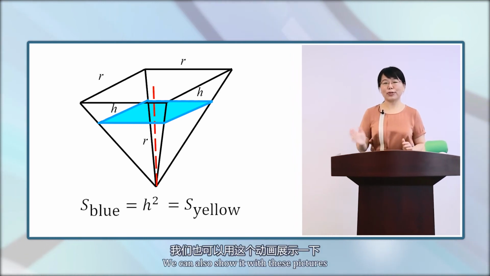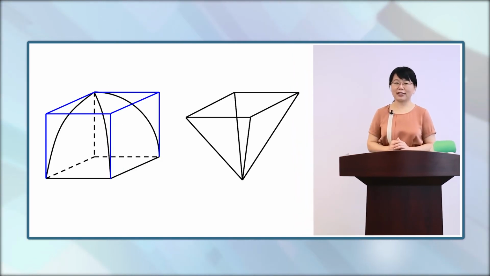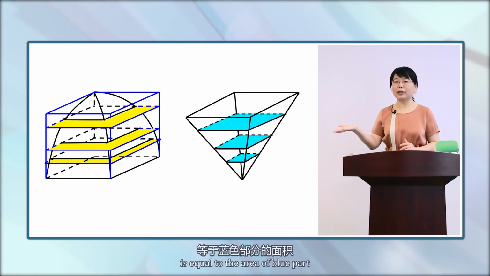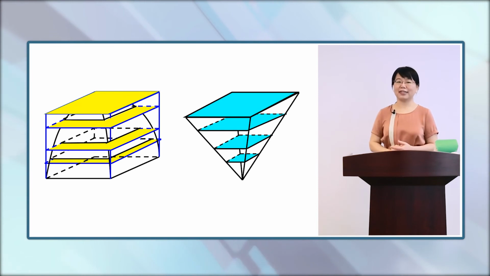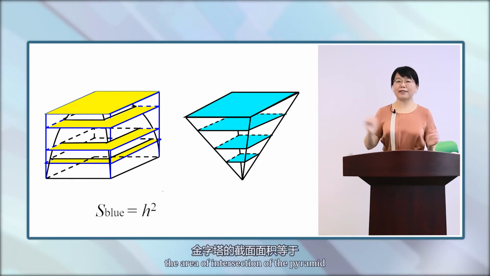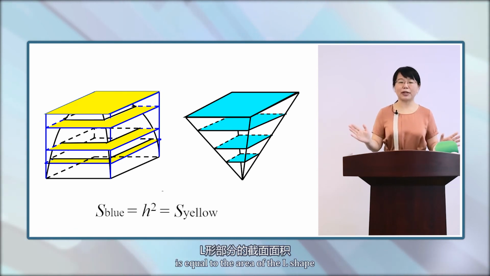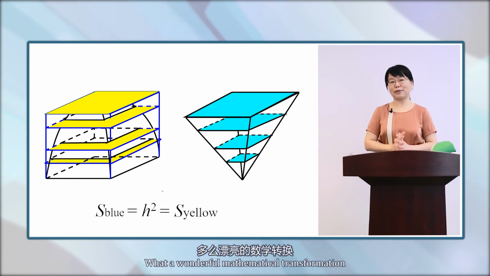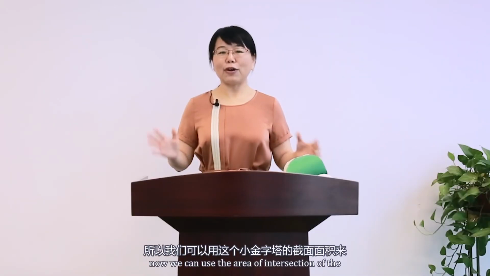We can also show it with these pictures. We can see that the area of the yellow part is equal to the area of the blue part. That is to say, the area of intersection of the pyramid is equal to the area of the L shape. What a wonderful mathematical transformation! Now we can use the area of intersection of the pyramid to replace the area of the L shape.